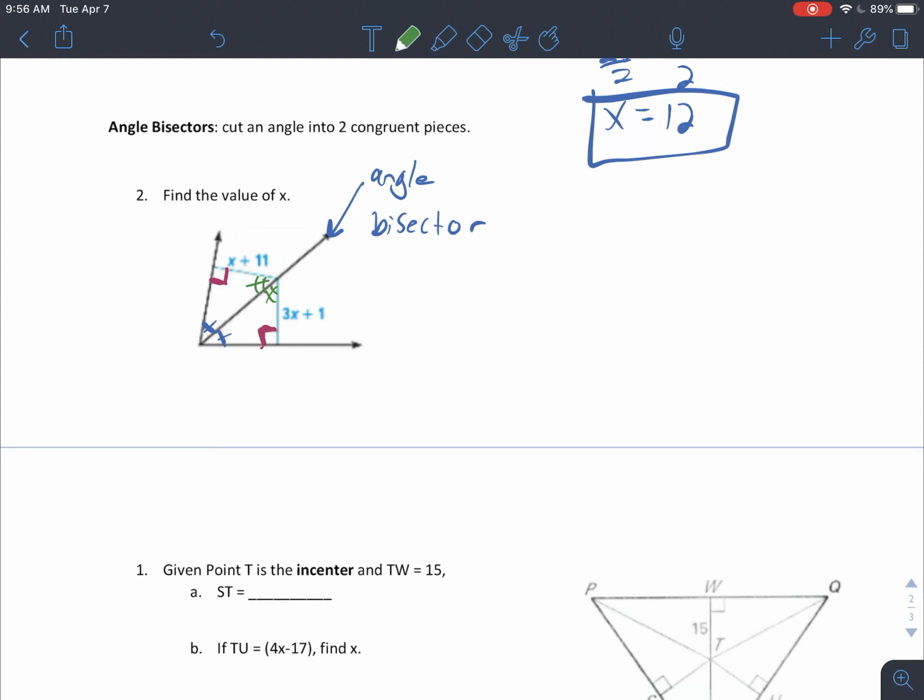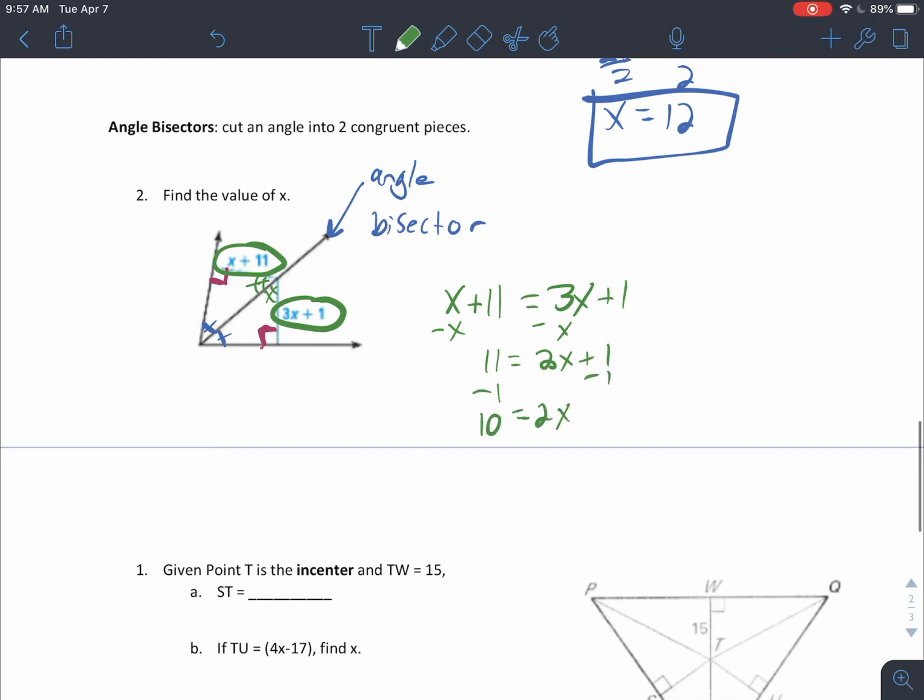The reason that those two are equal is because all the other angles are equal, by the angle-angle theorem for triangles. So what does that mean? It means that this side is equal to this side, because those two triangles are the exact same. So we'd have x plus 11 is equal to 3x plus 1. We subtract the x, 11 is equal to 2x plus 1. We subtract off 1 and get 10 is equal to 2x. Divide by 2 from both sides, and we get 5 is equal to x.